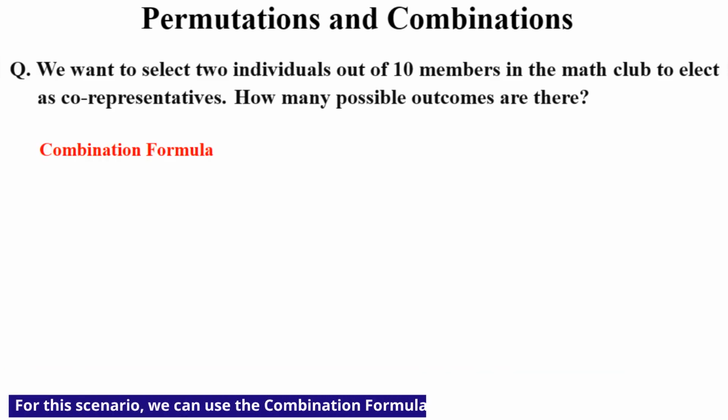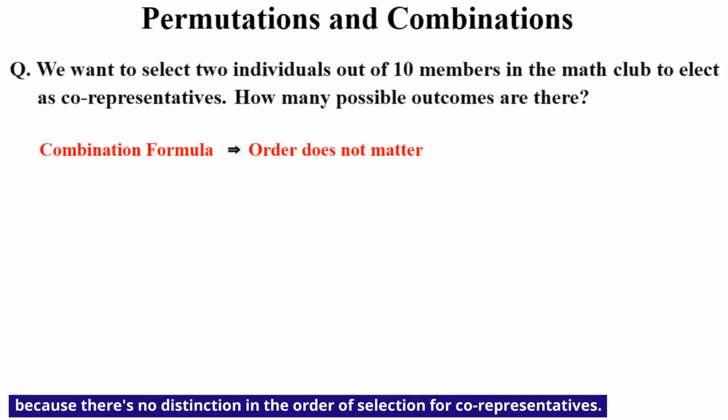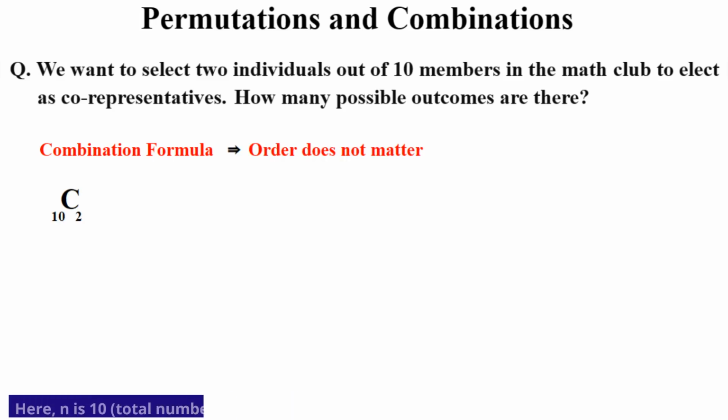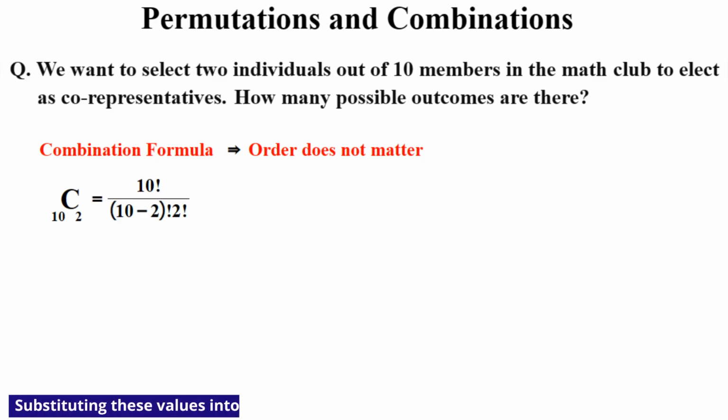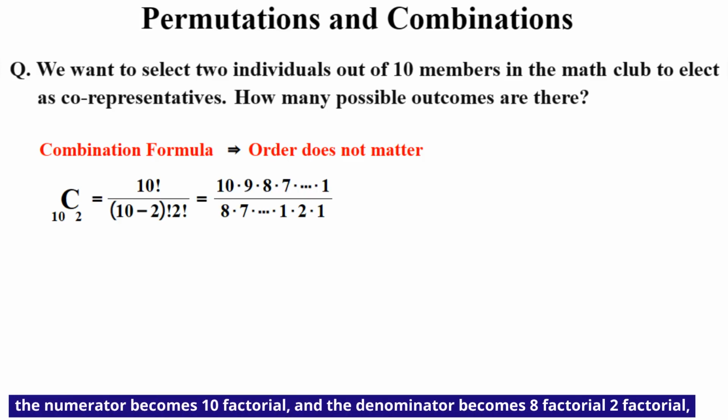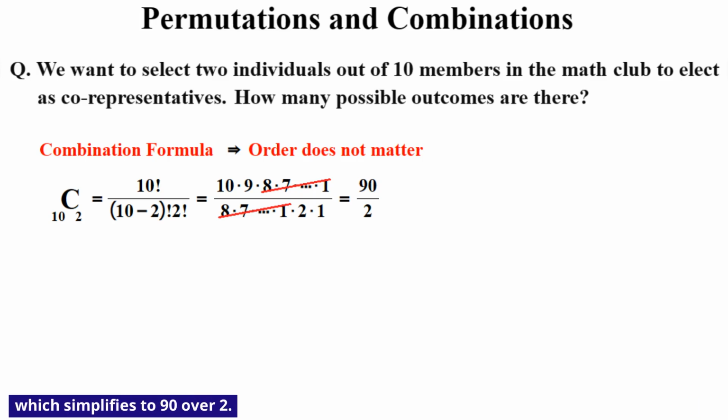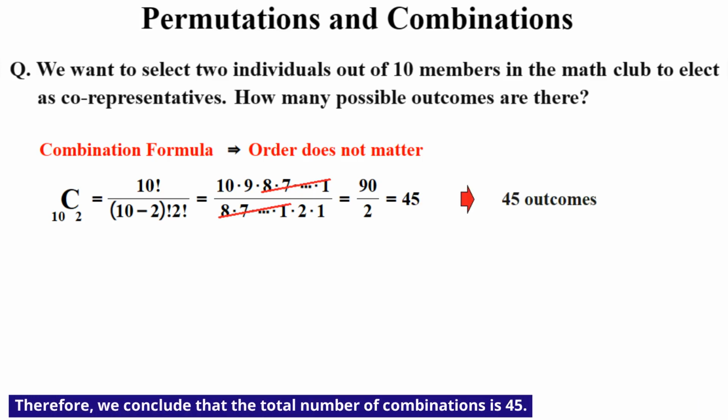For this scenario, we can use the combination formula because there's no distinction in the order of selection for co-representatives. Here, n is 10, total number of members, and r is 2, number of members to be chosen. Substituting these values into the formula, the numerator becomes 10 factorial, and the denominator becomes 8 factorial times 2 factorial, which simplifies to 90 over 2. It is 45. Therefore, we conclude that the total number of combinations is 45.